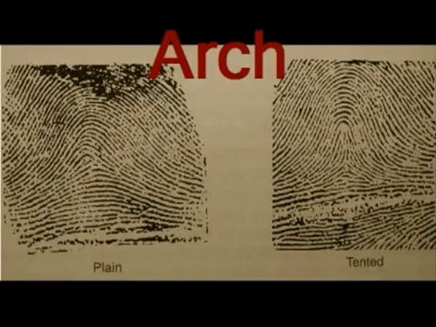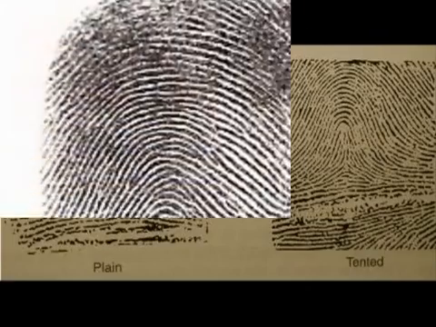Arches slope upward and then downward. They have no deltas or cores. Arches make up only 6% of all fingerprints. Tented arches contain an angle or upthrust and look similar to a loop. Plain arches contain a rise or wave in the center.